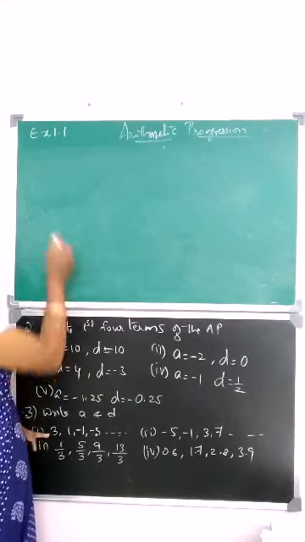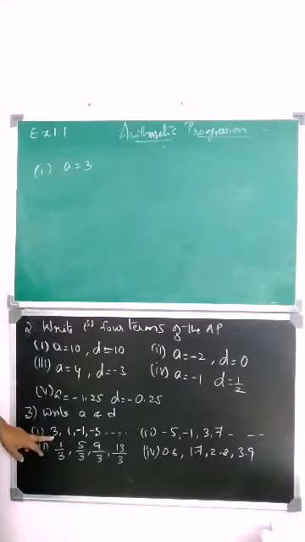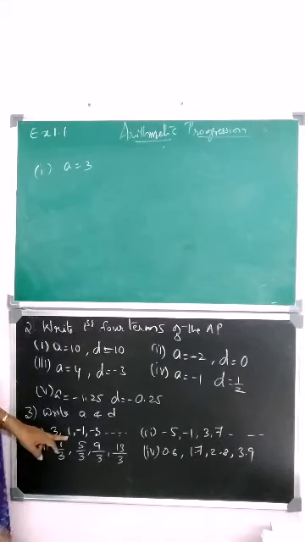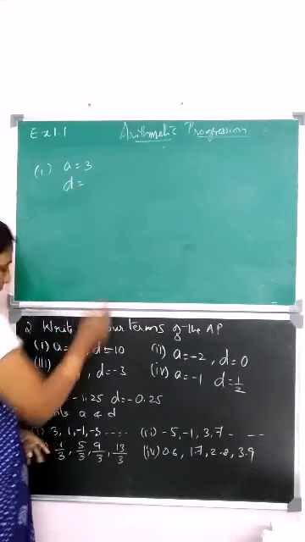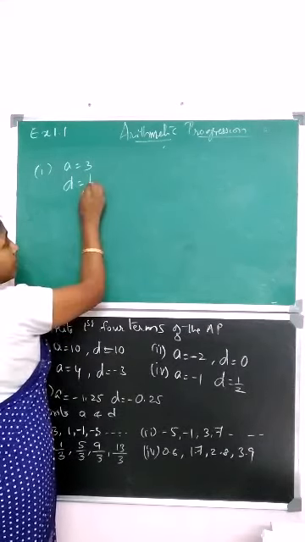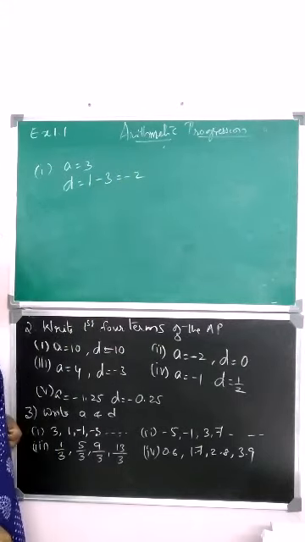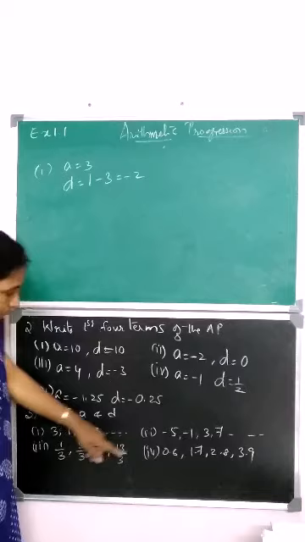ಫಸ್ಟ್ ಟರ್ಮ್ 3 ಇದೆ ಅಲ್ವಾ? ಸೊ ಹಾಗಾದ್ರೆ ಫಸ್ಟ್ ಟರ್ಮ್ ಏನಾಯ್ತು? a ಇಸ್ 3 ಅಂತ ಆಯ್ತು. ಡಿಫರೆನ್ಸ್ ಬೇಕು. ಡಿಫರೆನ್ಸ್ ಏನ್ ಮಾಡ್ಬೇಕು ನಾವು? ಸೆಕೆಂಡ್ ಟರ್ಮ್ ಮೈನಸ್ ಫಸ್ಟ್ ಟರ್ಮ್. ಸೆಕೆಂಡ್ ಟರ್ಮ್ ಇಸ್ 1, ಫಸ್ಟ್ ಟರ್ಮ್ ಇಸ್ 3. Therefore it is minus 2. ಆಯ್ತಾ? ನೆಕ್ಸ್ಟ್ ಸೆಕೆಂಡ್ ಪ್ರಾಬ್ಲಮ್ ಹೋಗೋಣ.